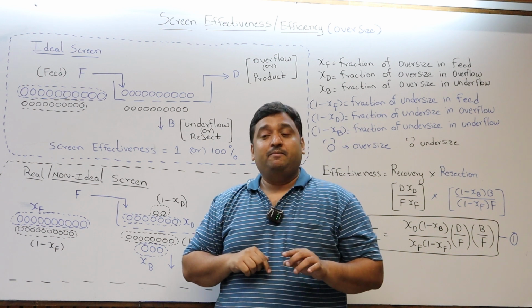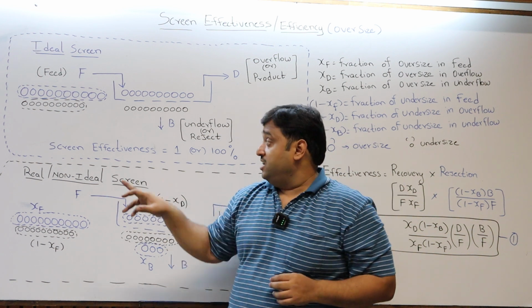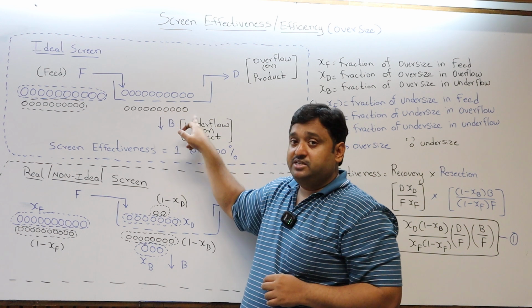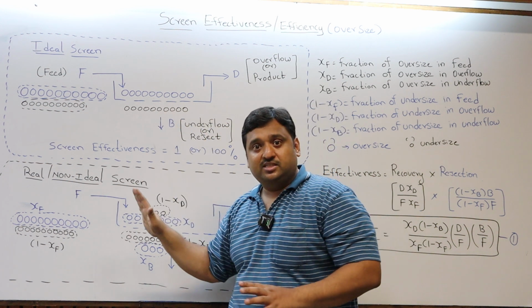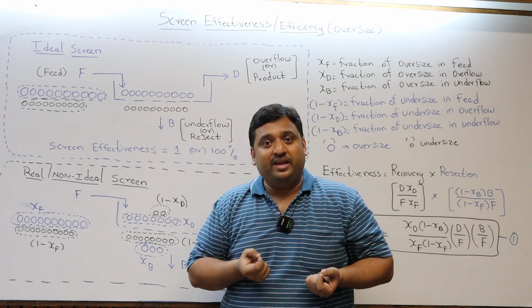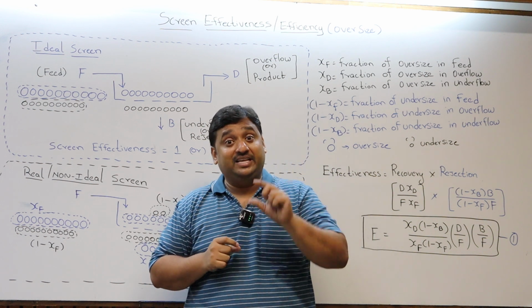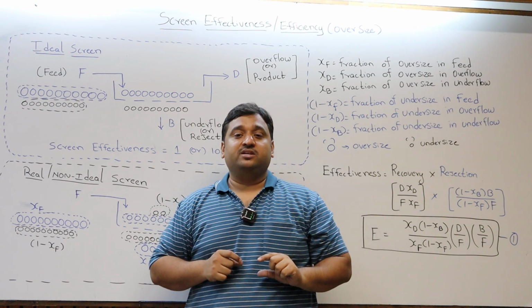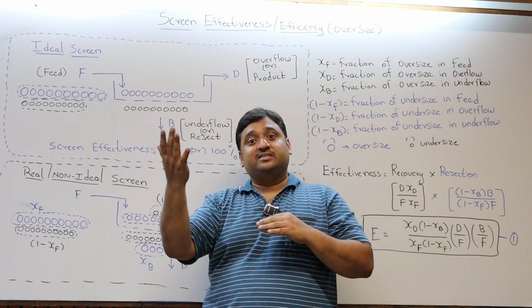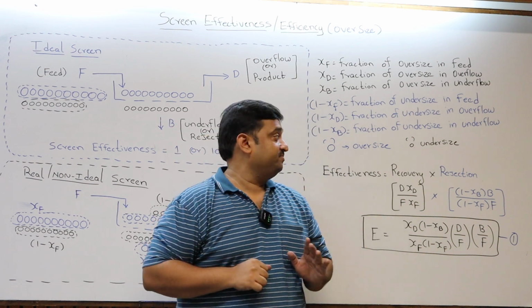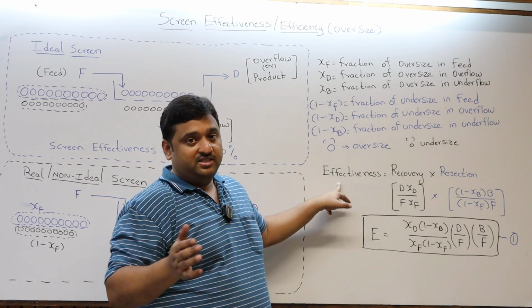Imagine, in some cases, smaller size particles will be your product. But in all of today's lecture, we are assuming that our product is the bigger size, the oversize. So our objective is to separate the bigger size from the smaller size. So what is effectiveness? Let us come back to the definition.